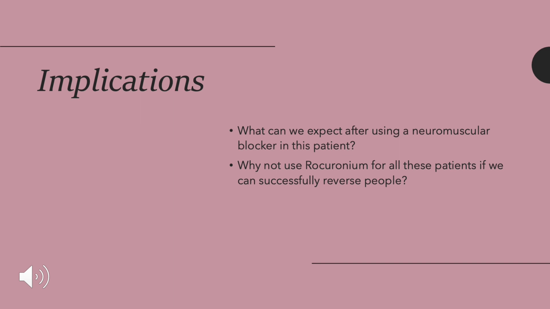So the other question you might ask is, why not use rocuronium for all these patients if we can reverse it successfully, especially with the use of sugammadex? And the big thing here is that sugammadex isn't actually approved by the FDA in the U.S. for the pediatric population. Now, this may change in the coming years, and studies in this patient population might become more prevalent, but for now, it remains without recommendation from the FDA, so we still can't use it.